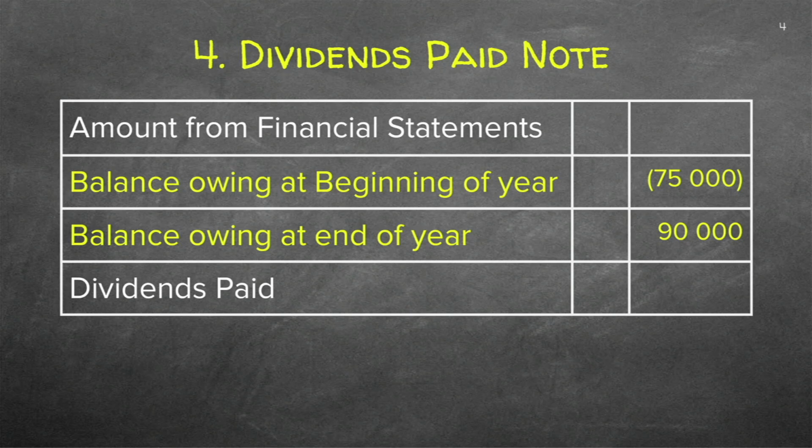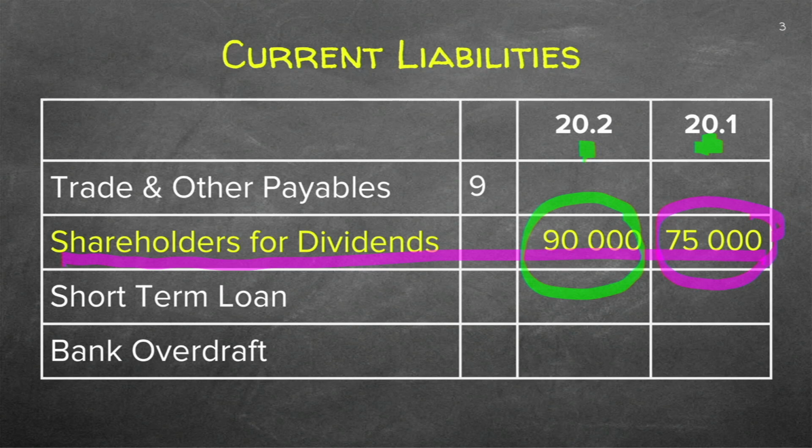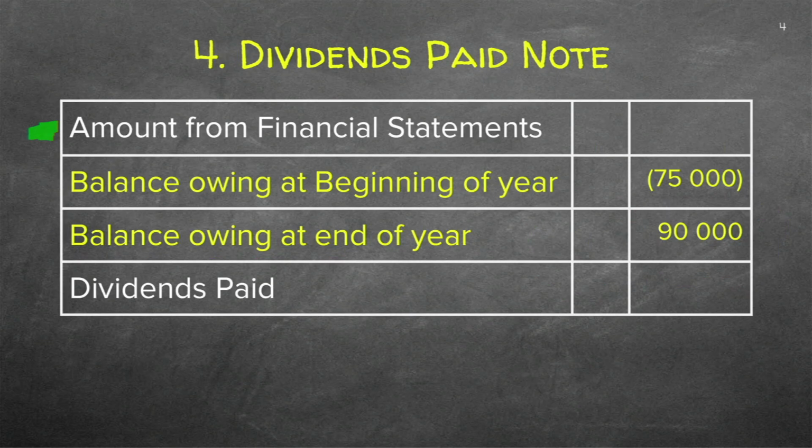So here I've got my note, dividends paid. So the first thing we start off with is the amount from the financial statements, and we'll come back to that. The balance owing at the beginning of the year was 75,000 Rand. And if I go back to my note, can you see there is the 75,000 Rand? I've recorded it. I would have paid the shareholders their dividends, and therefore money has flowed out. And so the amount is in brackets, as you can well see over there.